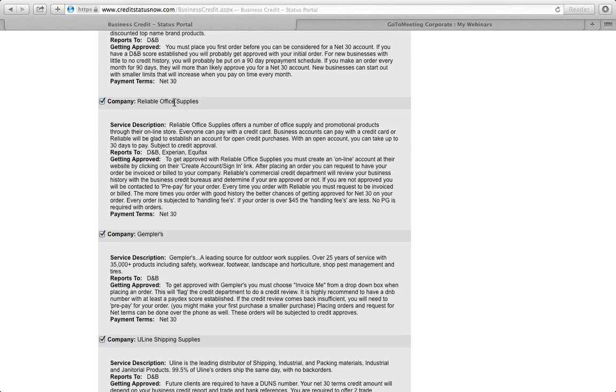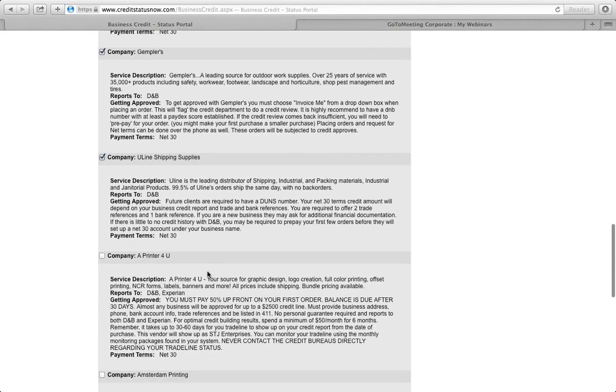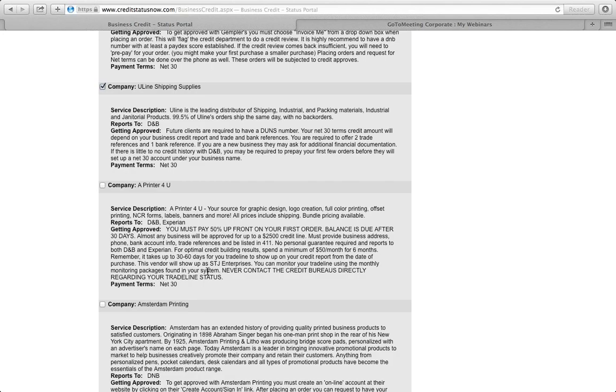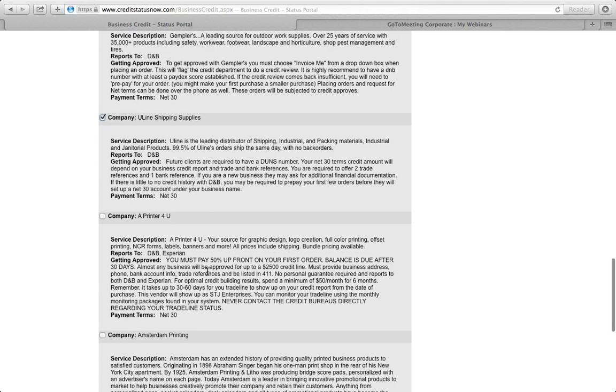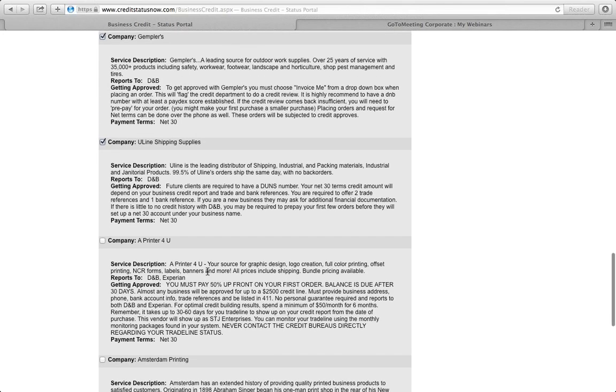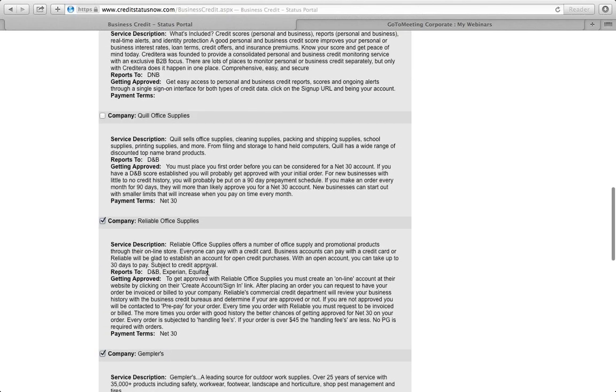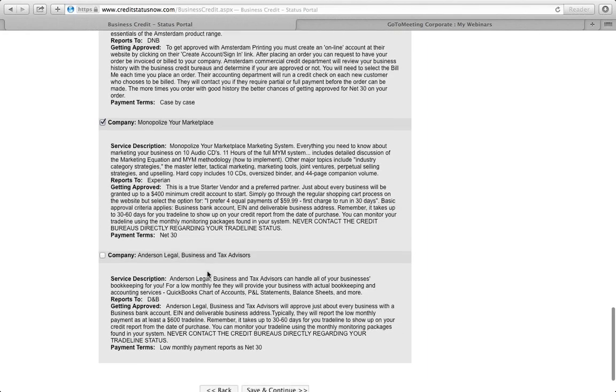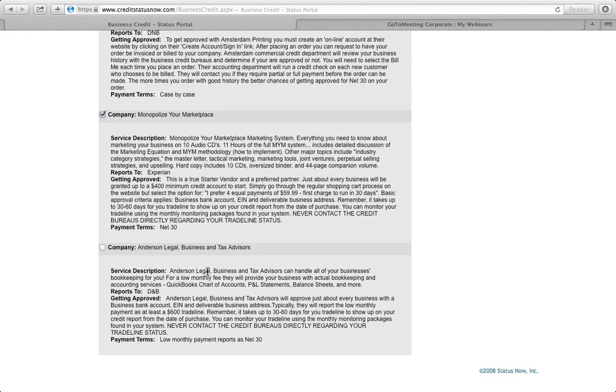We've got the standard, reliable, Gemplers, Uline, A Printer for You. These type of companies typically want you to prepay for their services one time, and then they'll issue you a credit account. Yeah, it's not easy. We've got to put forth a little effort to get these credit accounts established. And think about it just like you did on the personal credit side. We just have to step back a little bit and go through this process. But before you know it, they report, and it becomes a lot easier.